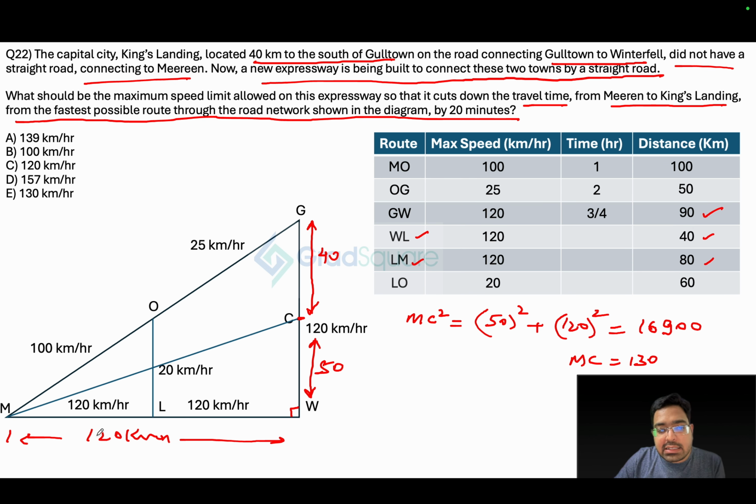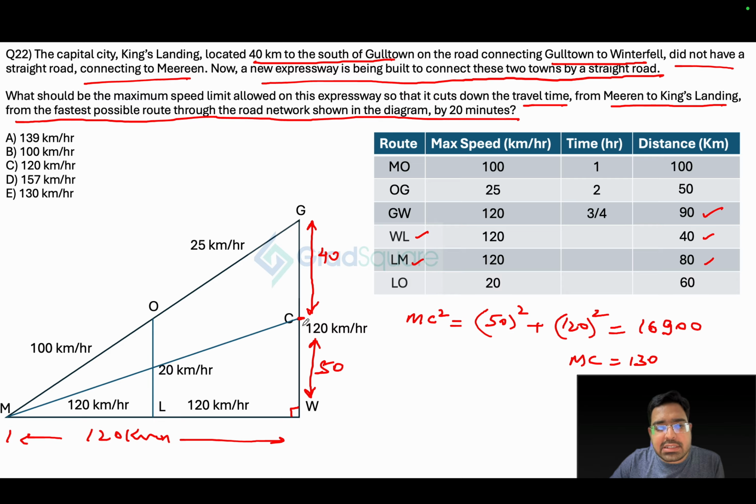Now, if you look at this, the distance is 120 and this is 50. Right? So 170 kilometers will be covered if I travel from M to W and then W to C. The other route possible was M to G and then G to C. It does not make sense to go from M to L, L to O, O to G and then from G to C. It is going to increase your distance. So prima facie you have to take care of two distances and understand which one will be the shortest one, which one will be the fastest route.